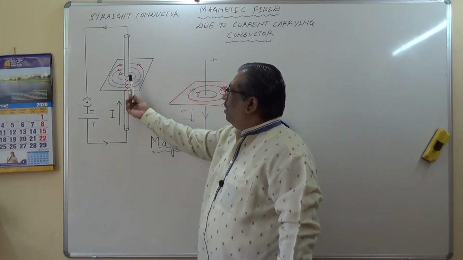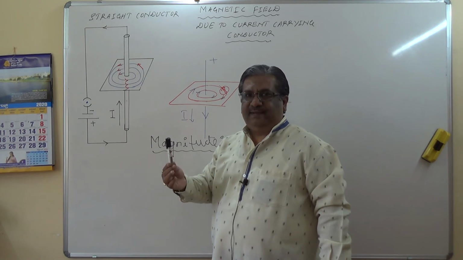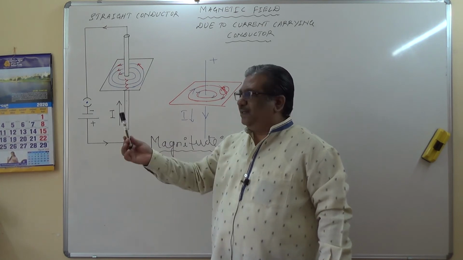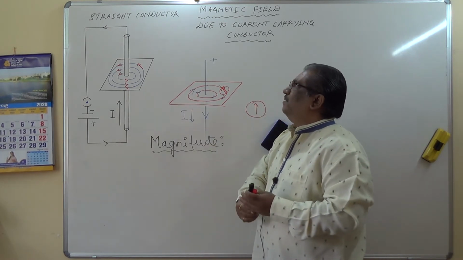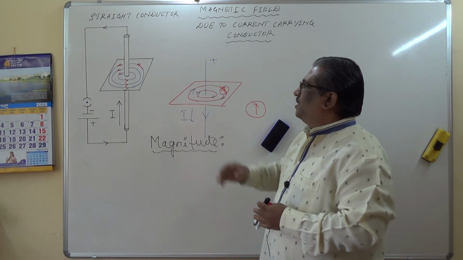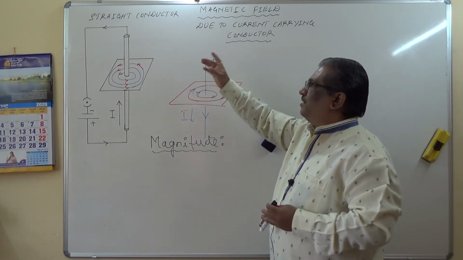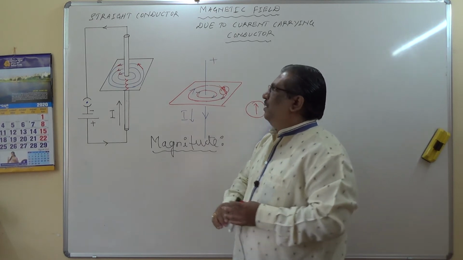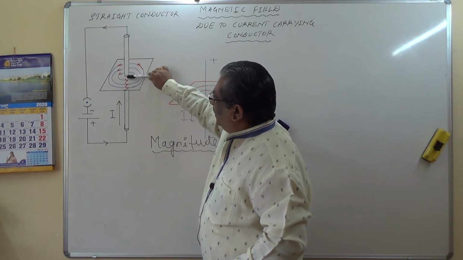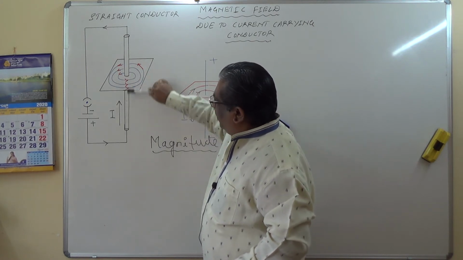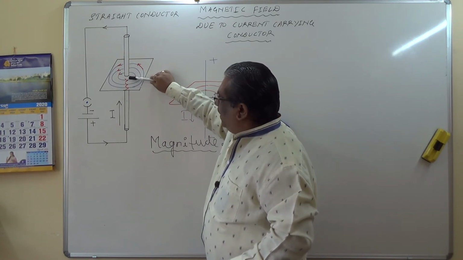As we move away from the conductor, the magnetic field strength decreases, and this is the next point. So these are a couple of properties of magnetic field lines around the current carrying straight conductor. Now, this cardboard has been inserted at this point, at approximately the middle over here. What do you expect?